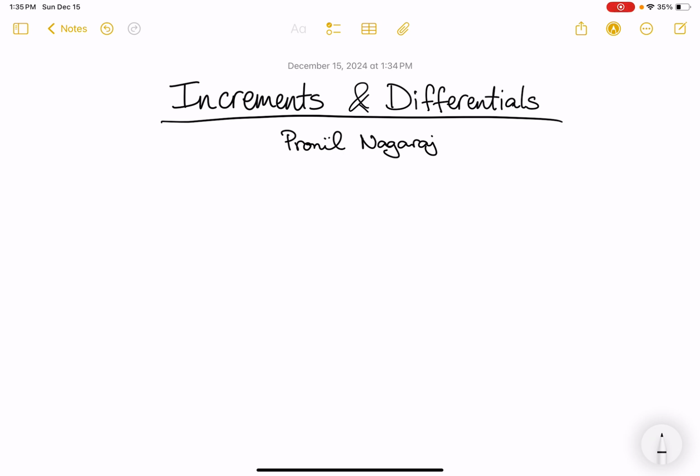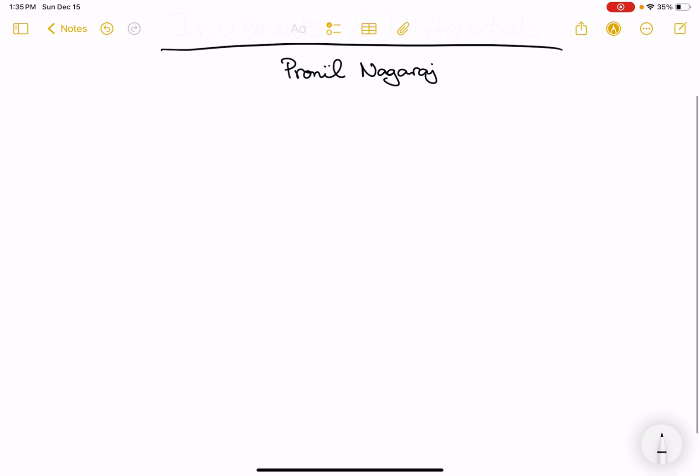We'll start by understanding increments and then define total differentials. Finally, we'll tackle two examples to help apply these concepts step by step. So, our first concept: what are increments?